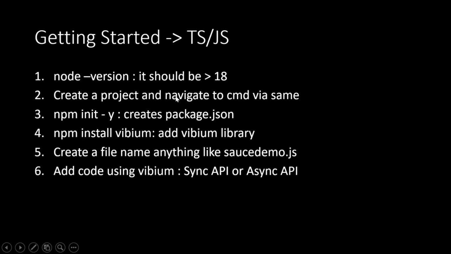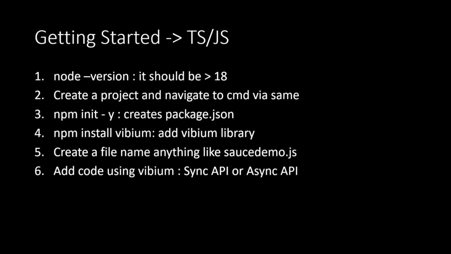Then we need to create a project, navigate to the same folder via CMD, and then npm init -y. Whenever we create a TypeScript or JavaScript based framework, at that point of time, we write this particular command, and as a result, it creates a package.json. Then we are going to install the Vibium library. So this will add the Vibium library in the package.json. Then we are going to write our first file where we'll be using the Vibium library. The Vibium library offers two types of APIs. One is sync API, another is async.